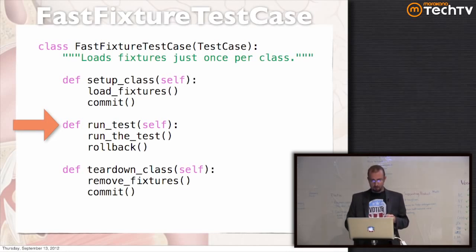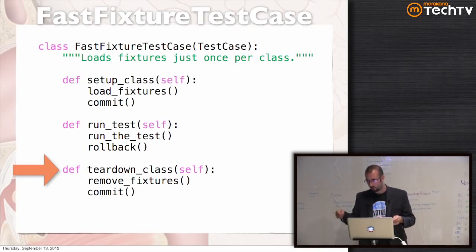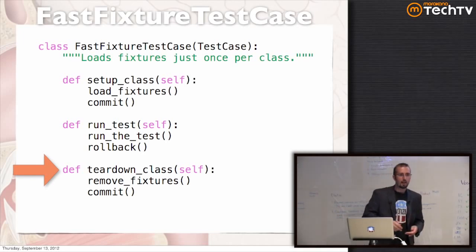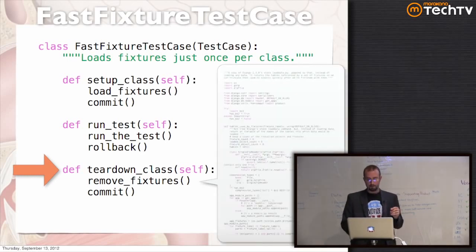And then finally, when we're done, we tear down the class by removing the fixtures explicitly, truncating tables, taking rows out, whatever, and then committing. Now, how do we know what to rip out? Well, we have a modified version of Django's stock fixture loading routine. We run that through a dry run. It records what it was going to do, and then we know what to rip out.